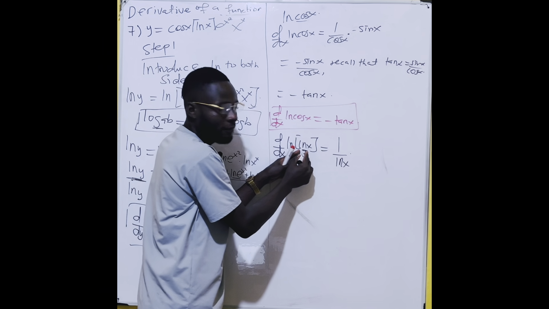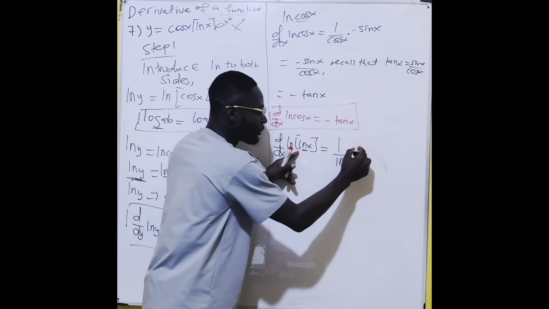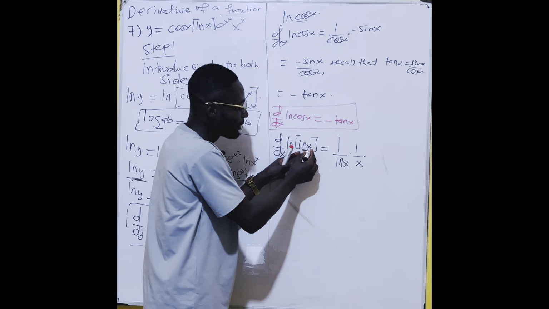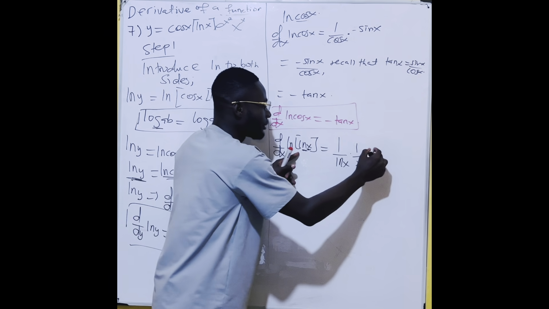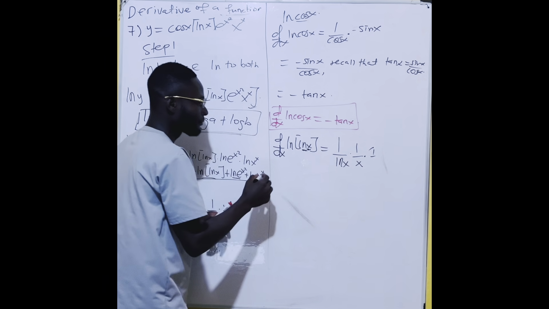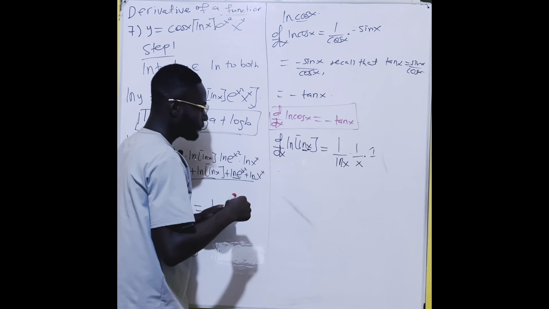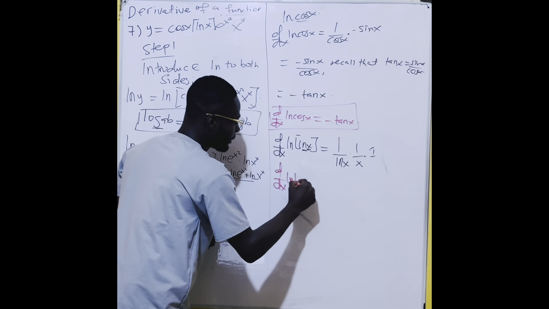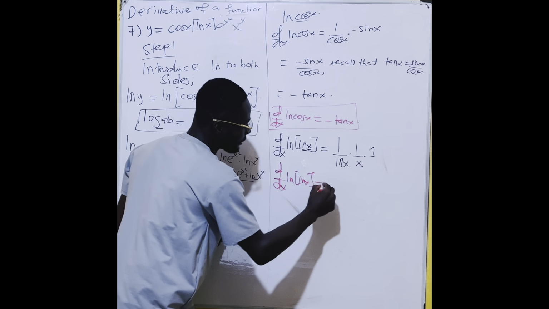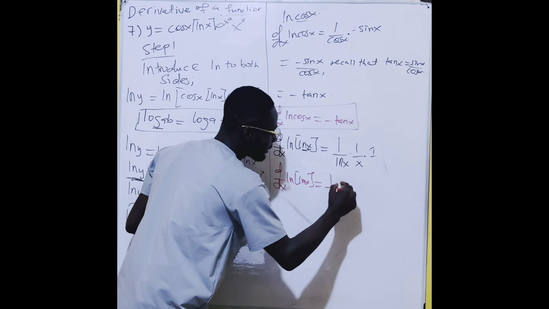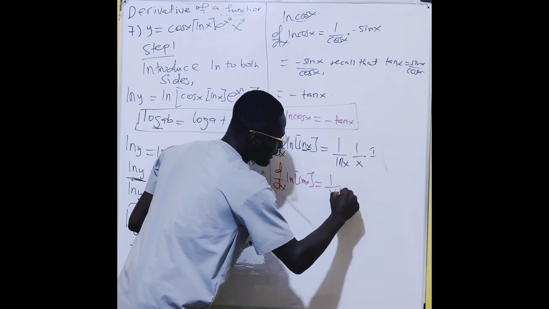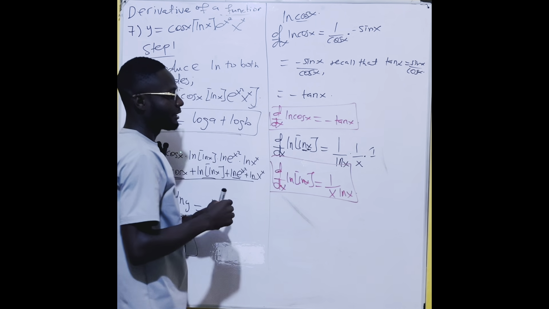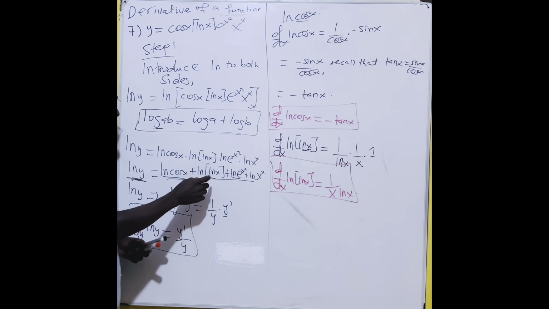derivative of ln x. So that's going to be 1 over x, times the derivative of the function inside the ln, which is x, and that is going to be 1. So we have in all the derivative of ln of ln x with respect to x to be equal to 1 over x ln x, right? So we have the second term on the right hand side differentiated.